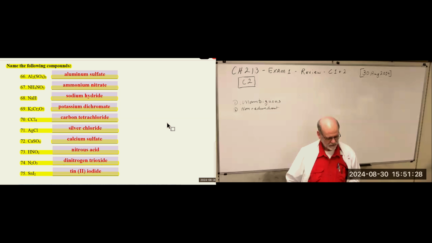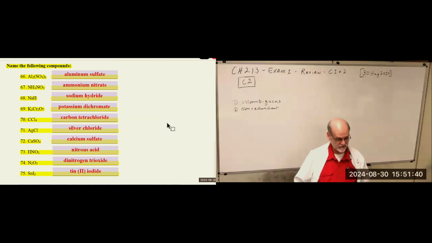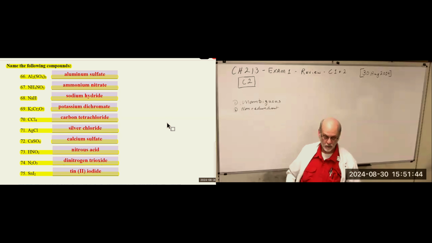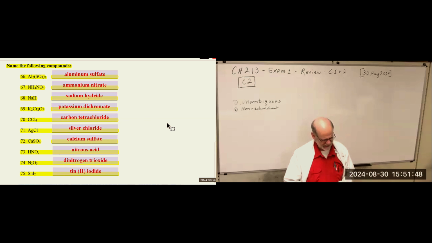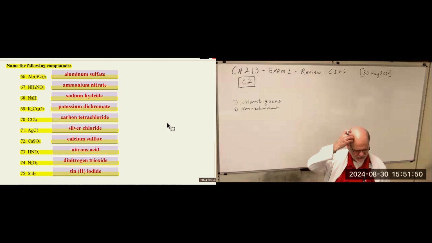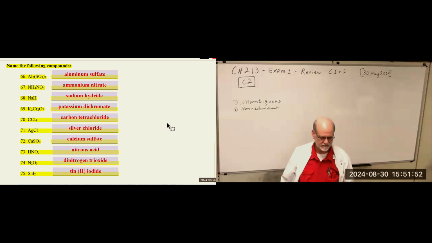HNO2. So here, since we didn't say it's an aqueous solution, you could name that hydrogen nitrite. But if it's an aqueous solution, it's nitrous acid. ITE becomes OUS. That's why I named it that way. But I have given credit for hydrogen nitrite since I didn't say it was aqueous.